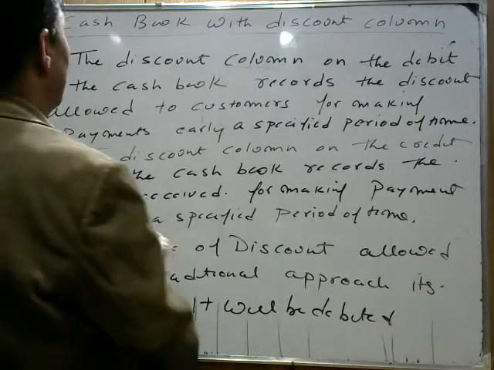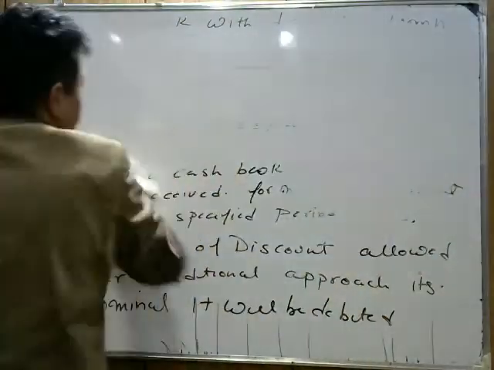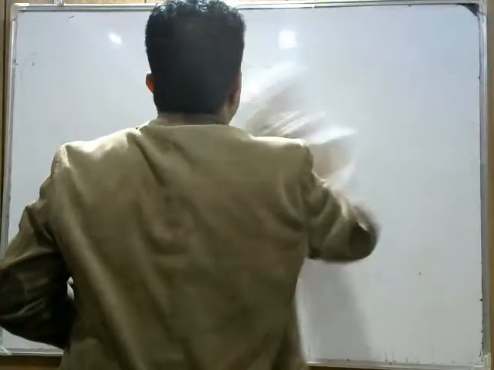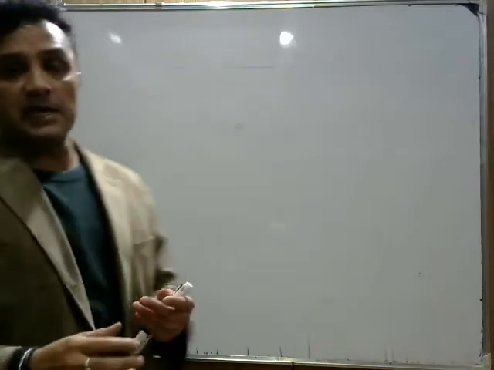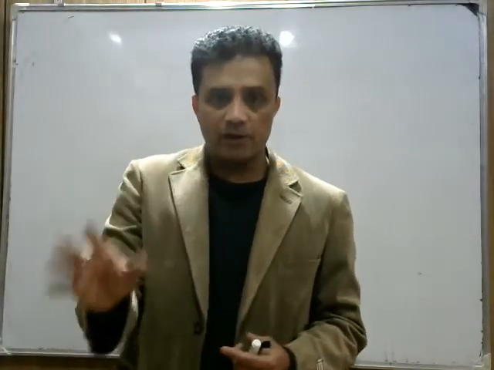Cash book with discount column, there are certain transactions there. Note down the question with me. The cash book with discount column. The second part, with the help of simple cash book. In my last video, I taught you about the simple cash book. Here we are taking the cash book with discount column. So note down transaction number 1 first.